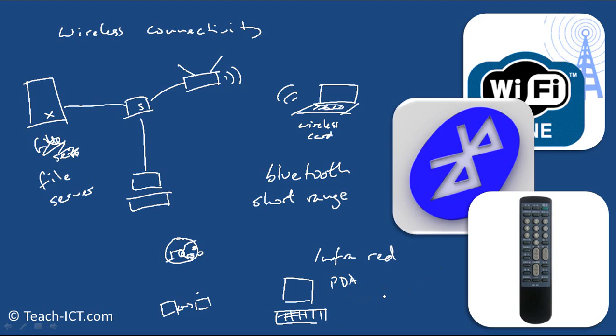Infrared, perhaps not the major one that we'd think of when connecting devices wirelessly, and not really when we want to connect two computers. If you want to connect two computers, and don't forget your smartphone is a computer in its own right, you're really going to be using Wi-Fi or Bluetooth. But just be aware of infrared because it is on the specification.